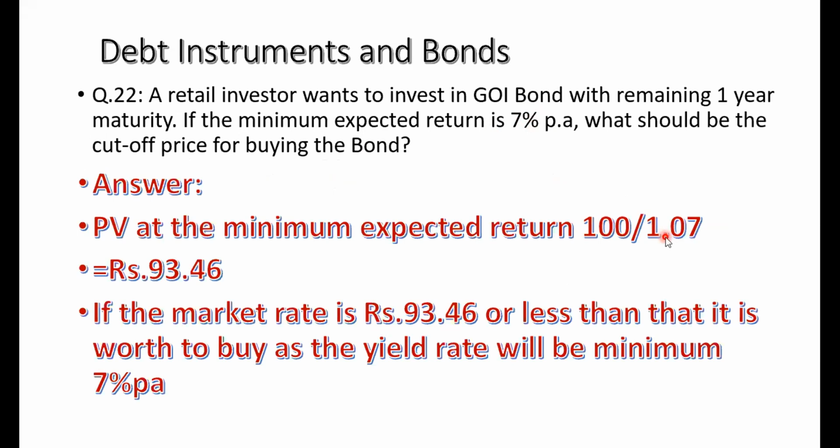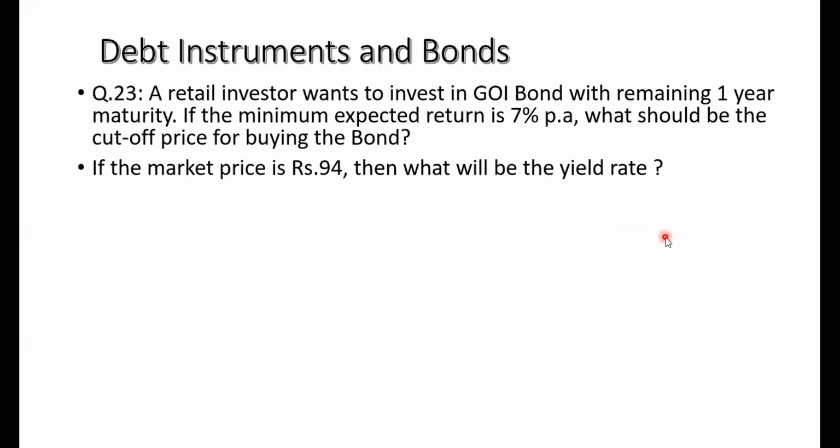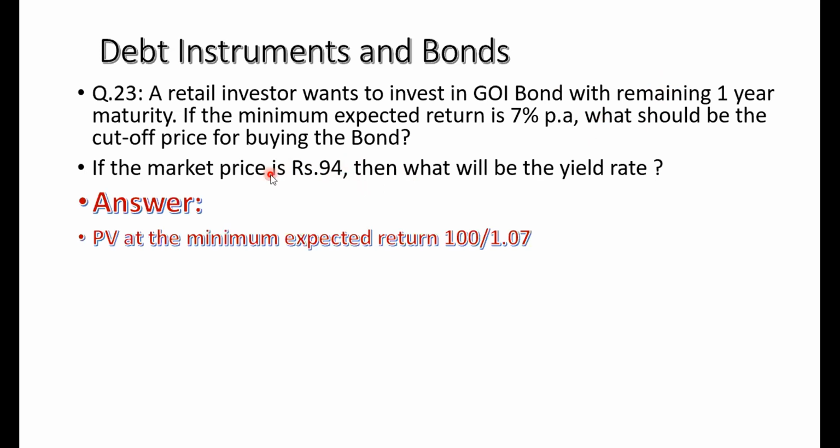Now I have changed the question. Same continuation. If the market price is 94, now 1 year to go, remaining is 1 year. Today the bond is traded at 94, face value 100, then what is the yield rate? This is simple. So 6 rupees the interest, 6 rupees divided by 94. Oh, sorry.